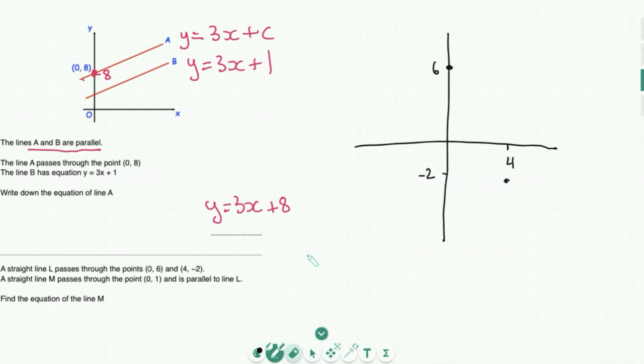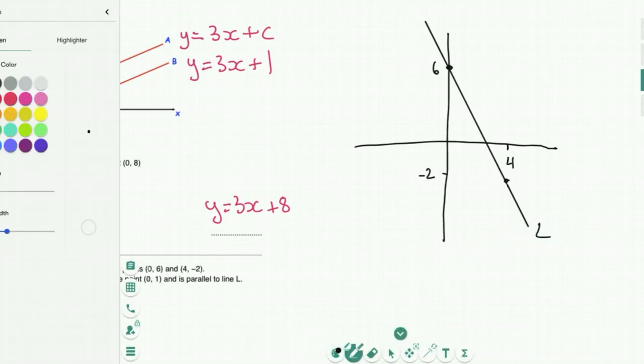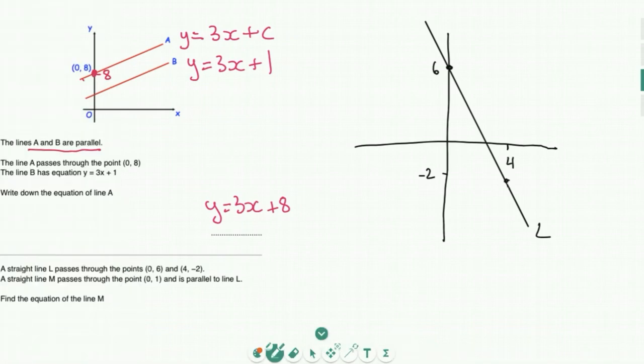So line L passes through here. And a line M passes through the point (0, 1), which is here. We also know this line is parallel to line L, so it's going to look like this. It passes through (0, 1), and it's parallel to line L. And we have to find the equation of this line.